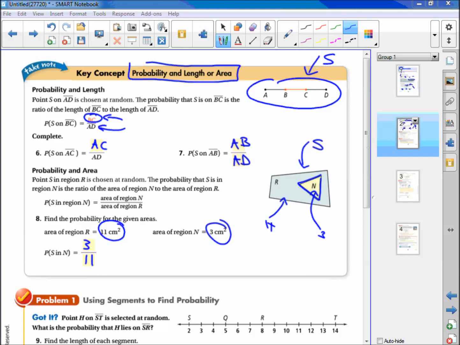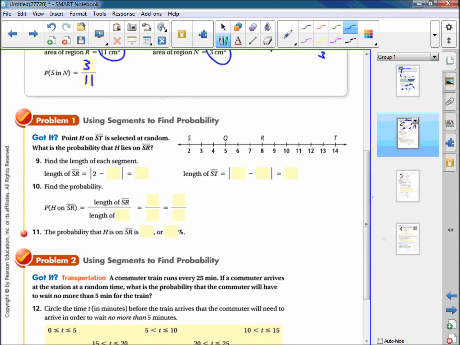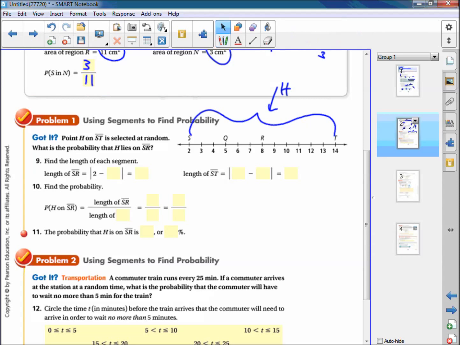Okay, let's get some practice in on this. So using segments to find probability, point H on ST is selected at random. So this is ST, and I'm going to put H somewhere on that. What is the probability that H lies on SR? So we want to know what's the probability that when I plop H somewhere between S and T, it ends up somewhere between S and R.